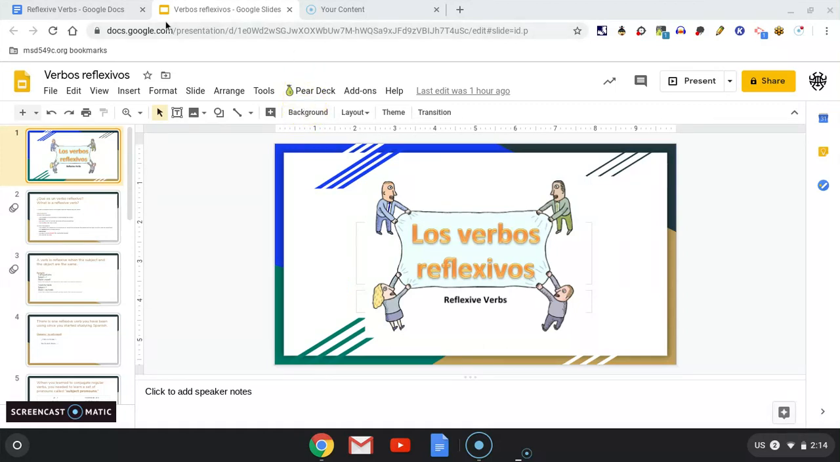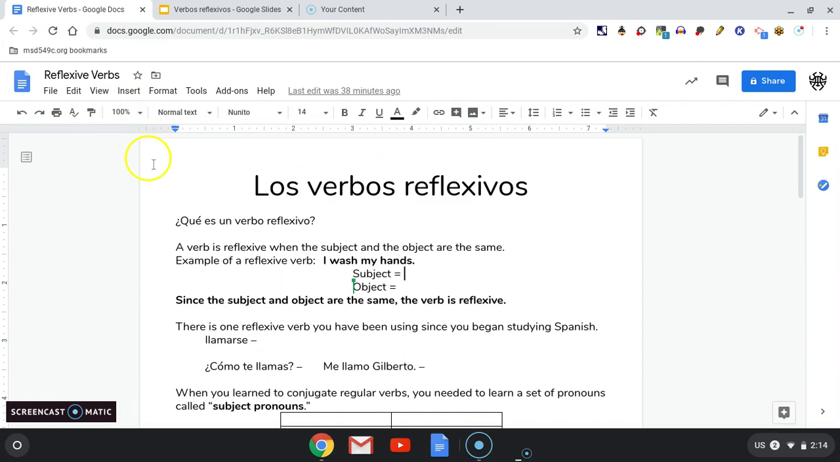Hello. In this tutorial, I'll be teaching you about reflexive verbs. There are two goals. One, I hope that by the end of the tutorial, you understand what a reflexive verb is, and two, how do you conjugate them.